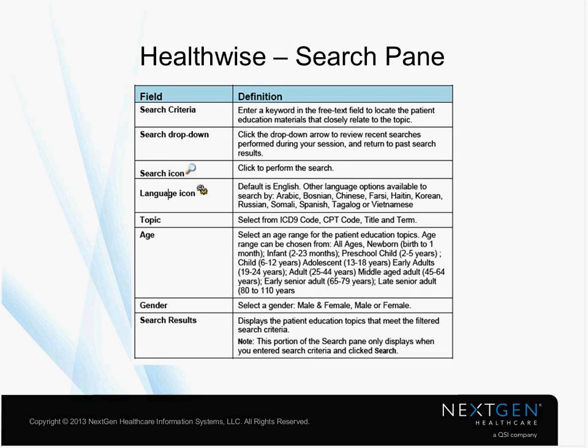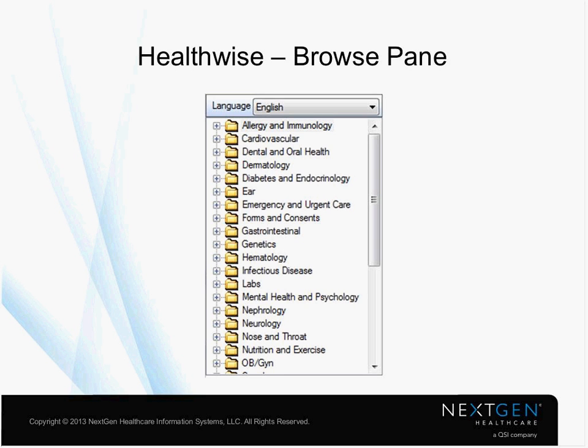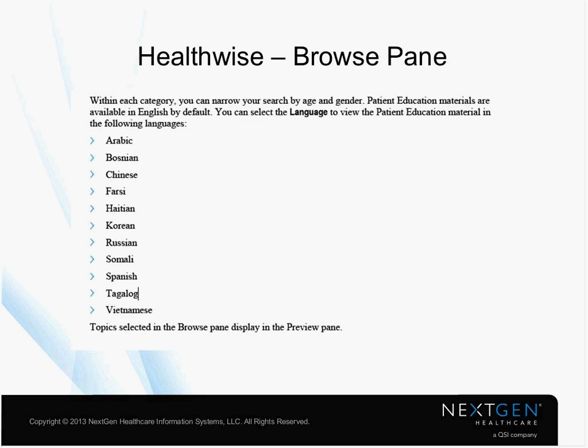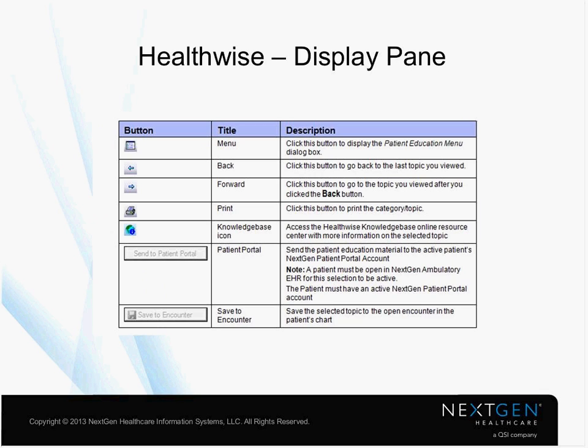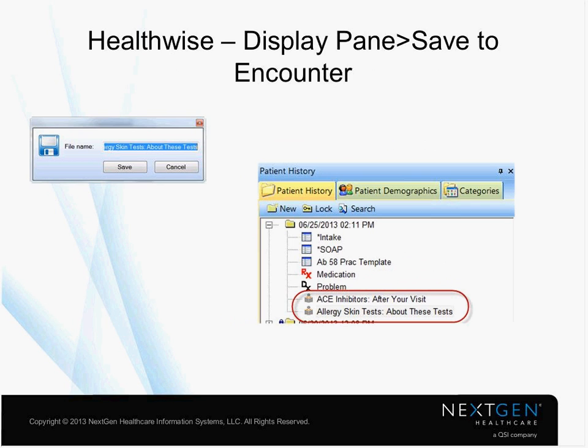Here's a breakdown of what the different icons represent. Different search criteria, topics, age, gender, that sort of thing. Your pane, again, I couldn't remember the name of that. The images that you'll be able to see. Pane. And icons that you may see within that display pane and definitions. I've gone over all of these.